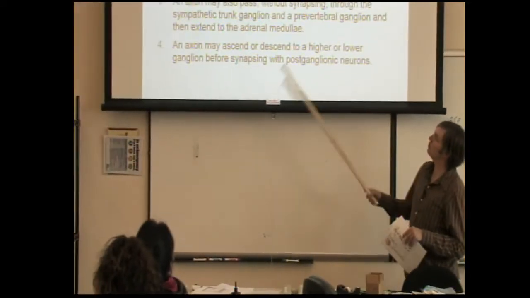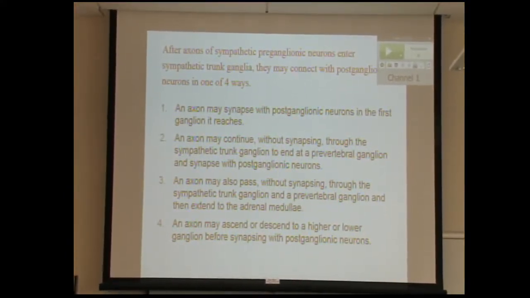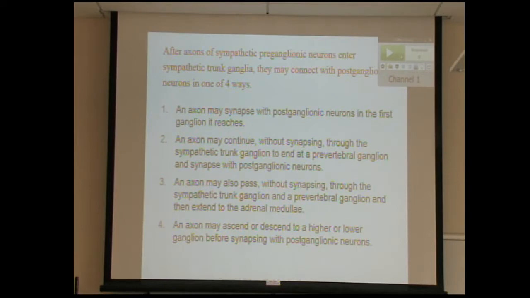All right. So the first thing is kind of the easiest. So an axon may synapse. Oh, maybe first we go over this. So this is the 4 ways that a pre-neuron can meet a post-neuron in our sympathetic nervous system. So we've kind of put them into 4 categories. The first category is where a preganglionic meets a postganglionic, basically right at the first ganglion that it meets.